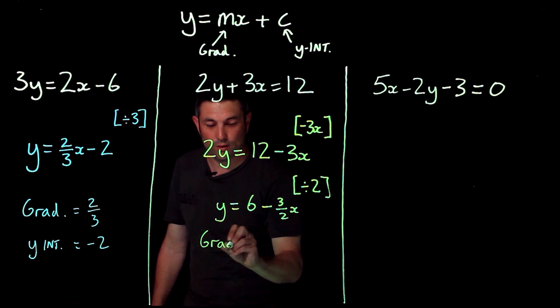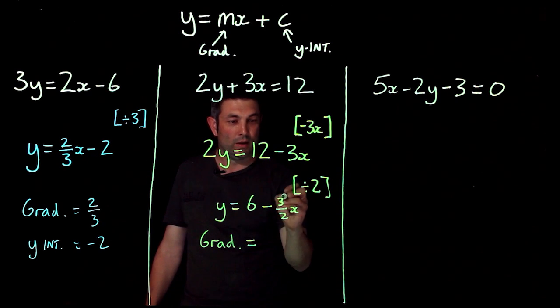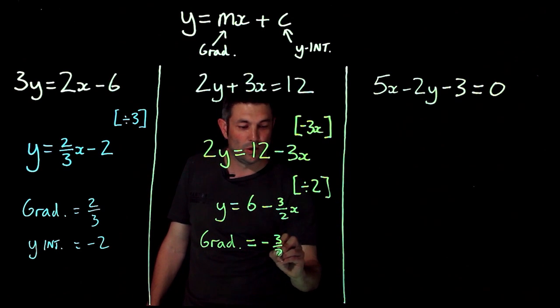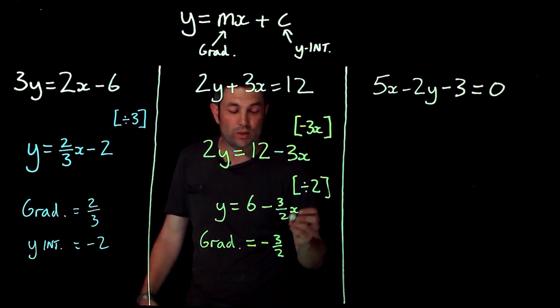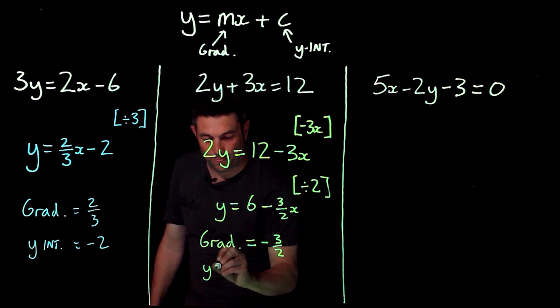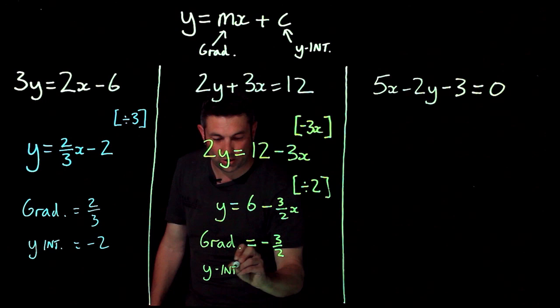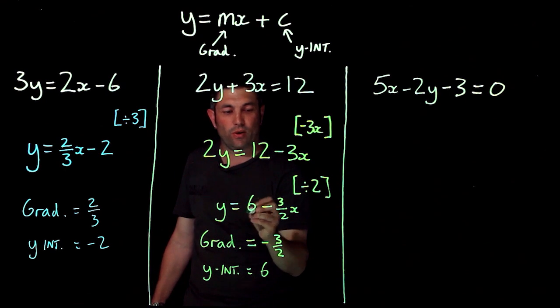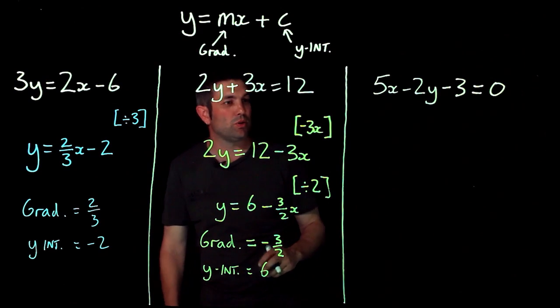So the gradient of this line is the number in front of x, which is negative 3/2 or negative 1.5, whichever. Remember that negative goes with that there. And then we've got the y-intercept, which is the number on its own, which is 6. If there's no sign in front of it, assume it's a positive.